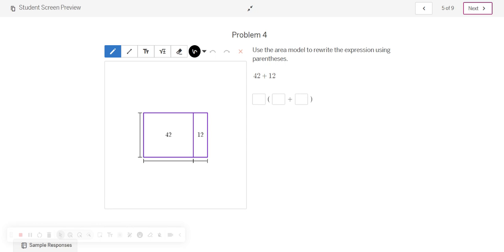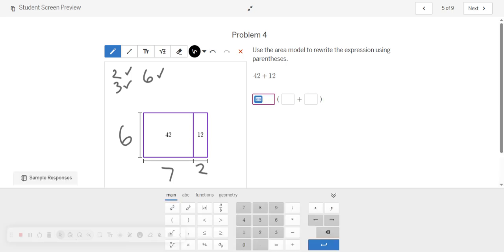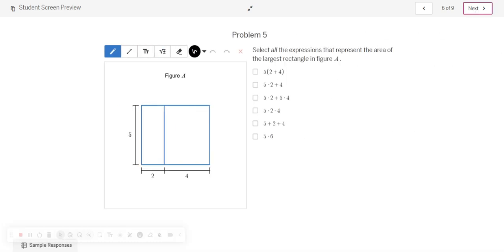Okay, 42 and 12. Well, they show up in 2s. They show up in 3s. They show up in, not 4s. They show up in 6. If they show up in 2 and they show up in 3, if 2's a check and 3's a check, then 6 is definitely a check. So I'm going to go with 6 times 7, 6 times 2. Oh my gosh, how many times does that come up this year?